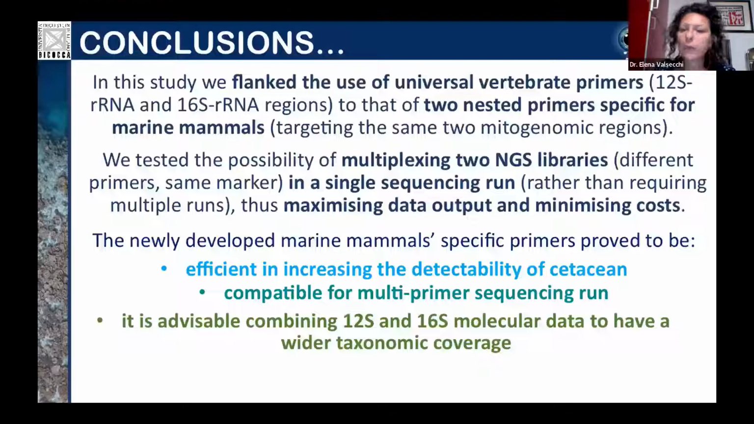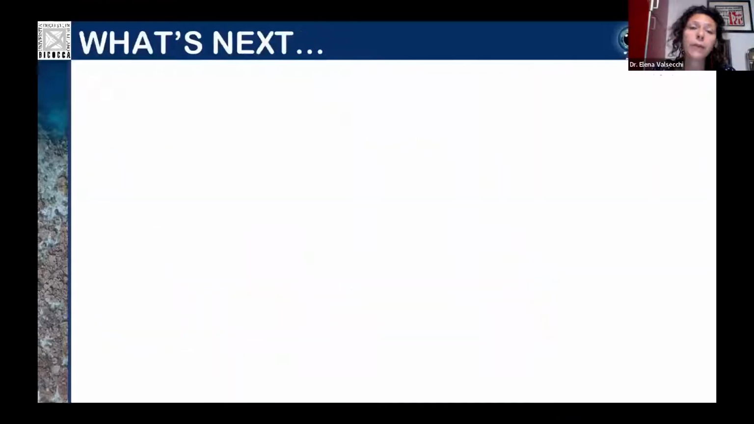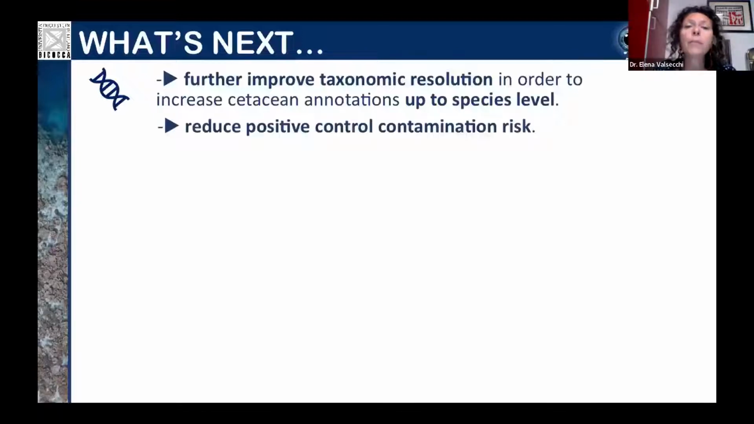So in order to cover whatever we can find, it's better to use a combination of both primers. This also provides an additional tool for versatile and cost-effective monitoring of vertebrate biodiversity. So what's next? For sure, we intend to improve the taxonomic resolution for cetaceans and bring them all up to the species level, and reduce the positive control contamination risk.